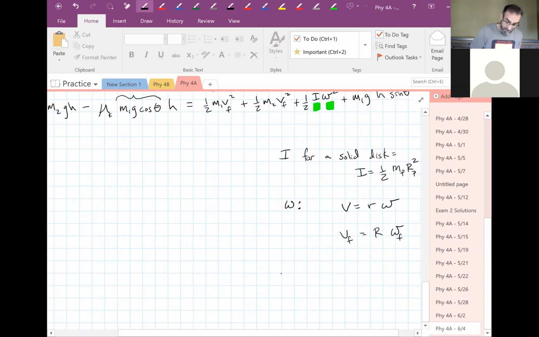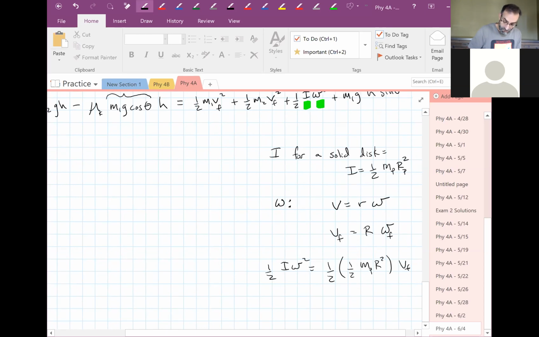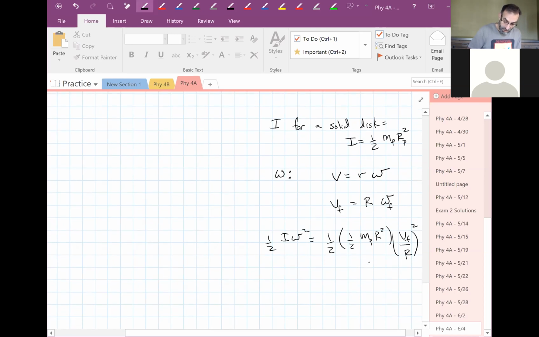And we get it. If I'm just going to do this one term here, 1/2 I omega squared would be 1/2 times I, which is 1/2 M pulley R squared, times omega squared, which is V final over R quantity squared. And what do I get here? I get the R's cancel, and we get a 1/4 M pulley V final squared.